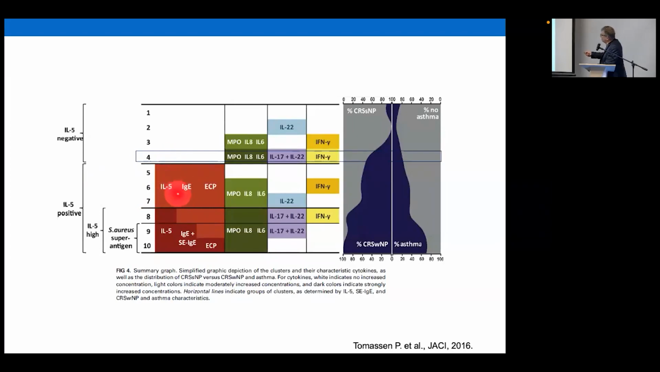staining for Ig and for ECP. ECP is a marker of activation of eosinophils. Here you have the MPO and you have the interferon gamma. Okay, this is all the different phenotypes.